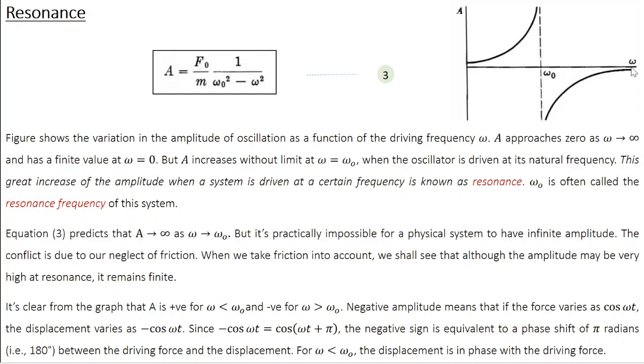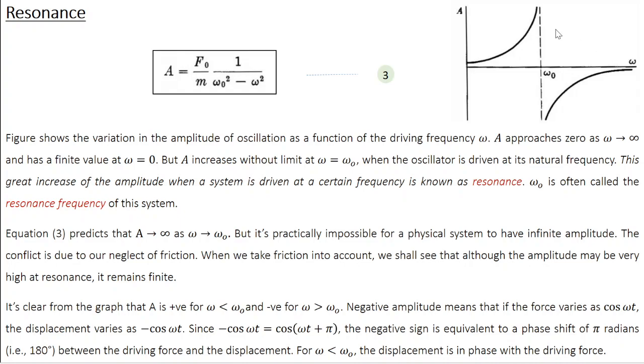So let's start with the extreme point. As omega tends to infinity, the denominator becomes infinity here, so the entire term becomes 0, right? So you start with 0 here, or almost equal to 0 here. Then look at the other point. When omega equal to 0, then A is f naught by m omega naught square, which means it has some finite value. So this is the starting point.